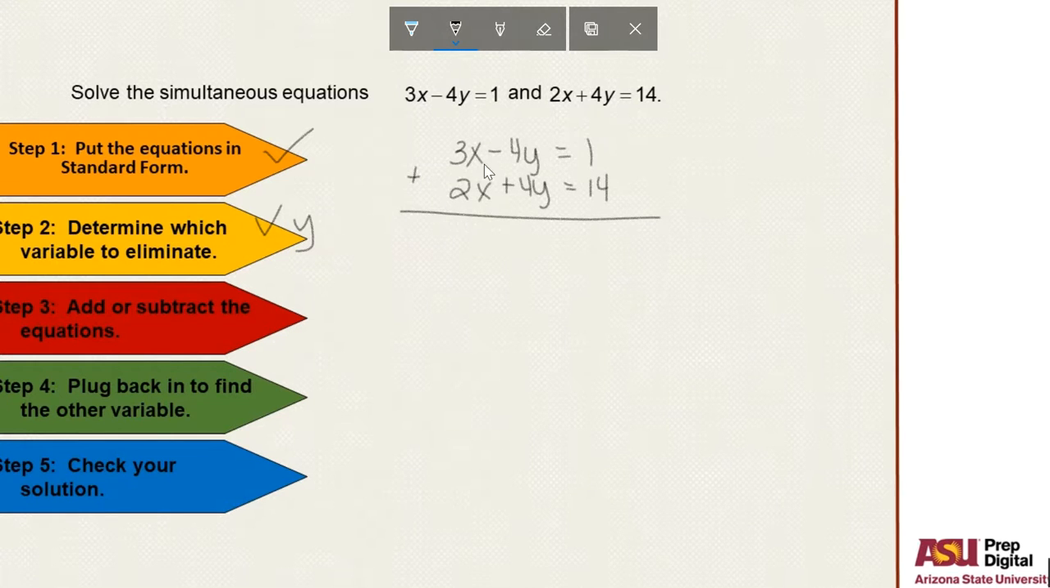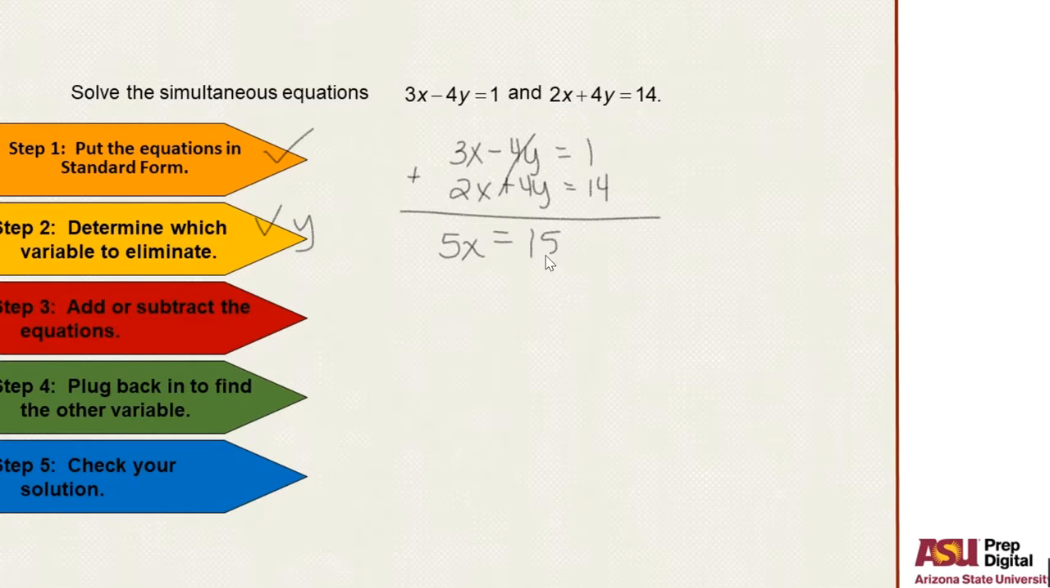I have 3x plus 2x, that gives me 5x. Now here's where the method works. If your variables have the same coefficient and different signs, then when you add them you get 0, right? Negative 4y plus 4y makes 0y, so that's elimination. And lastly, 1 plus 14 is equal to 15. So in this step we actually added. Now we're left with a simple equation.